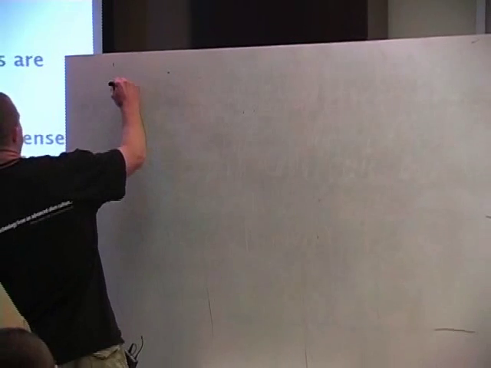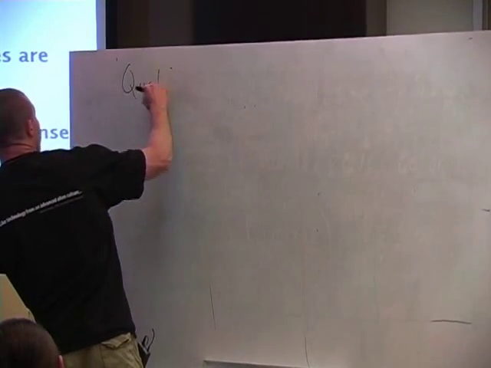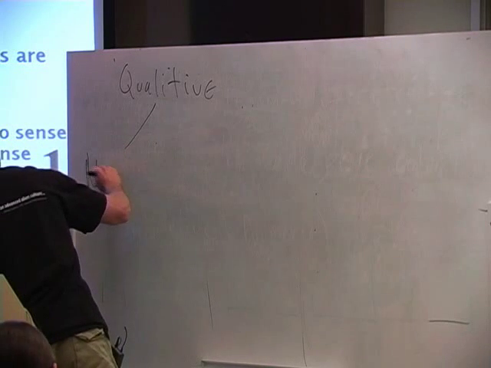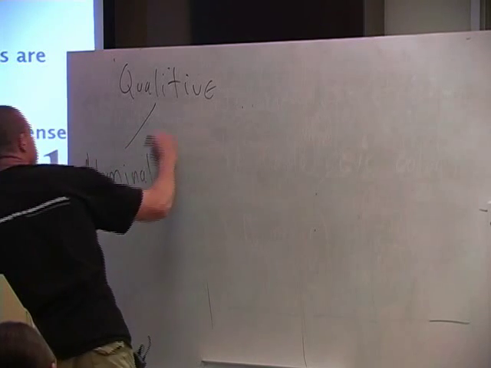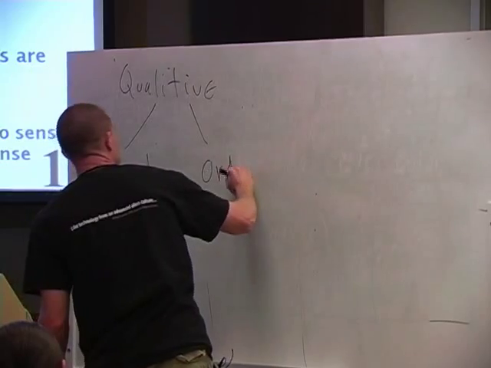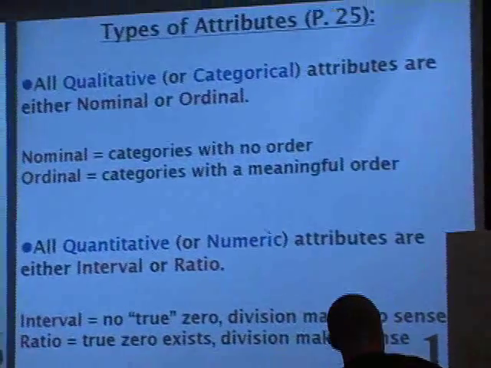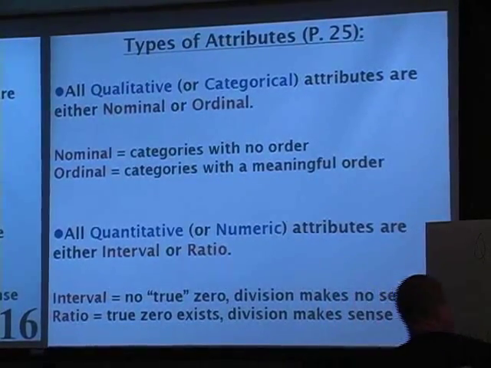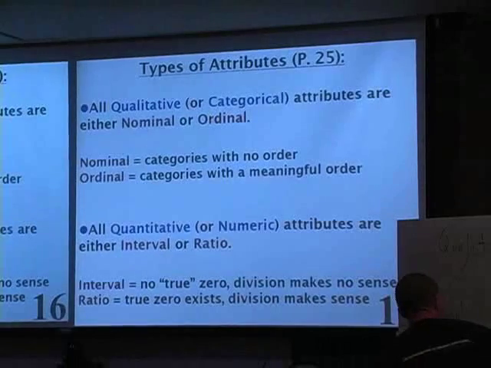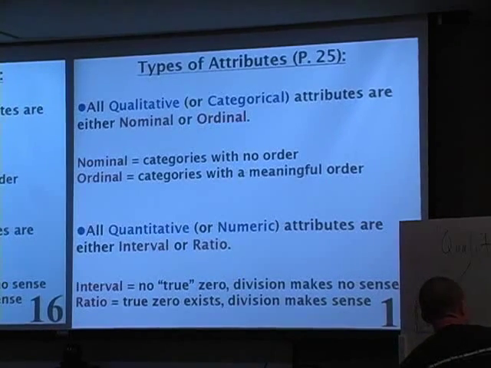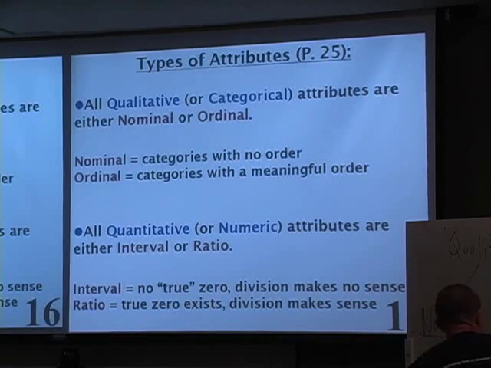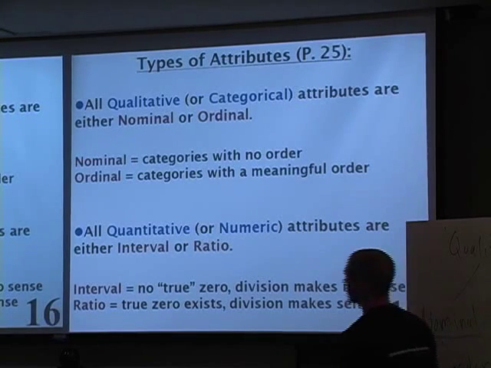So let me just say the qualitative splits into nominal versus ordinal. Okay, so what's going on here? Nominal, there's no order, and ordinal, there is order. So let me call it a meaningful order, because you can impose some arbitrary orders. So the question is, is there order or is there not?